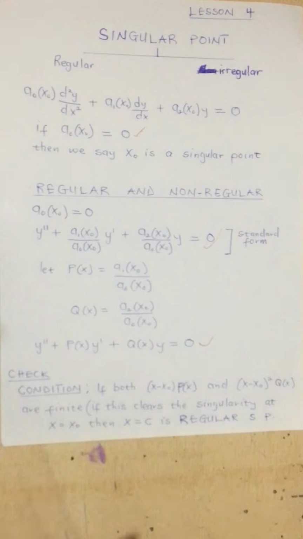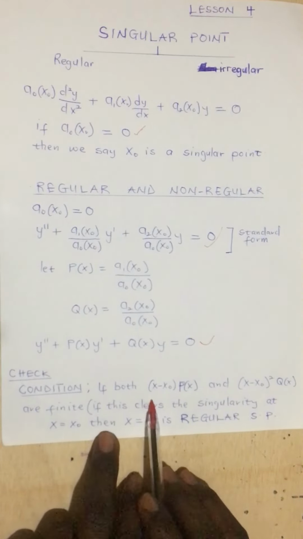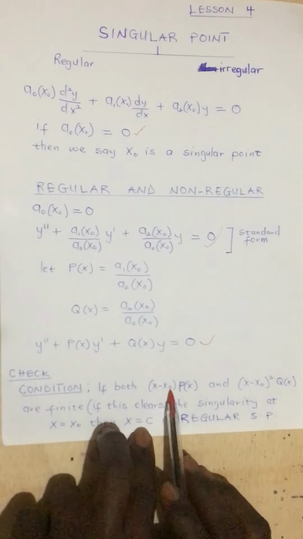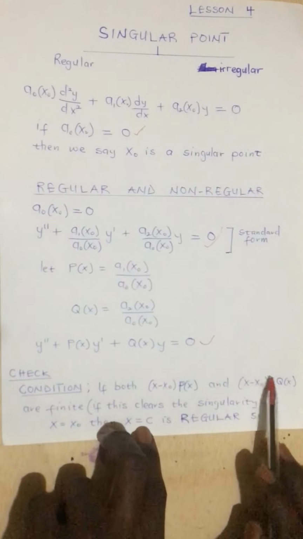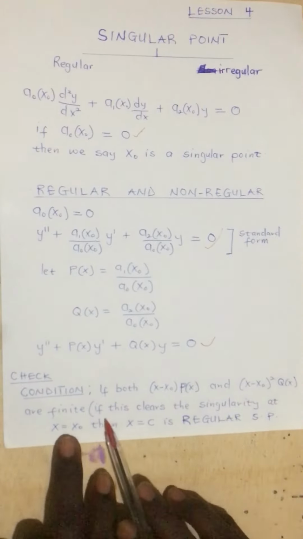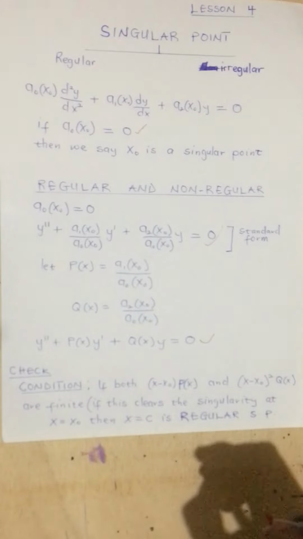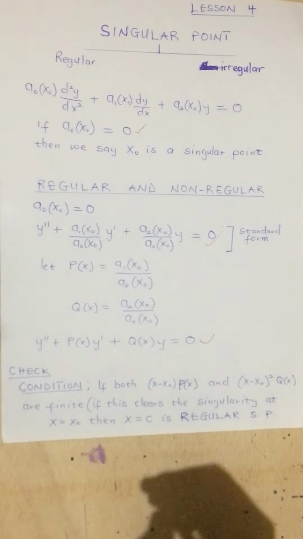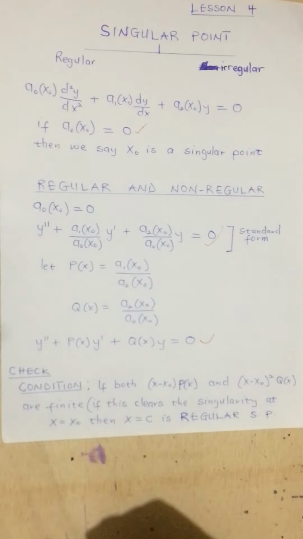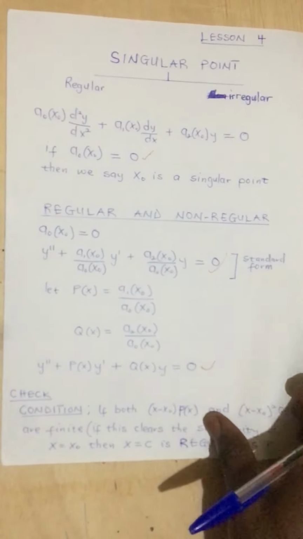Now to check whether the singular point is regular or irregular, we have a condition for it. If both (x minus x0) multiplied by p of x and (x minus x0) all squared multiplied by q of x are finite, or if it clears the singularity at x equal to x0, then at x equal to x0 we say it is a regular singular point. Are you okay? We are going to look at an example to get more understanding of this topic.